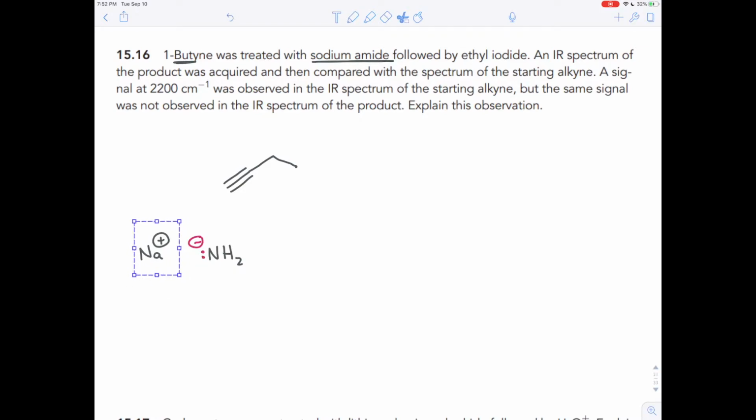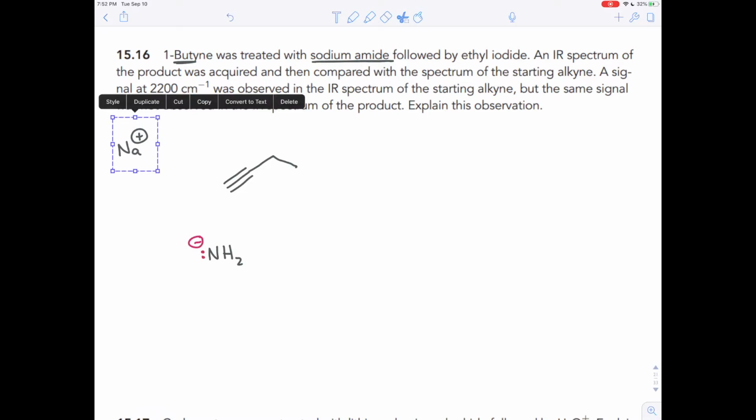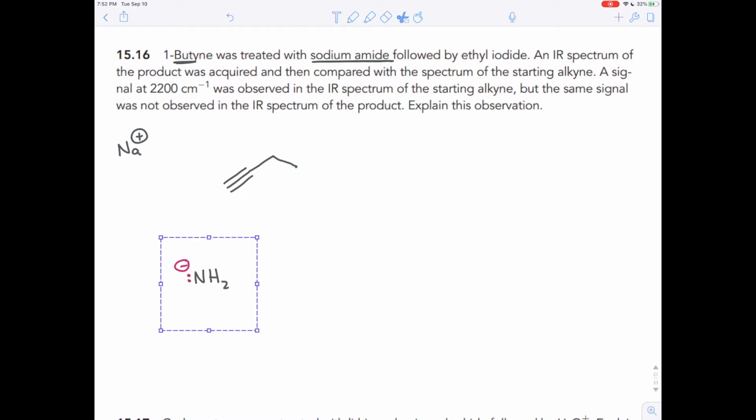It's just there to help stabilize the amide so that it doesn't explode when it's in a jar on a shelf in storage. Once you put it into the beaker, it floats around and goes off and does its own thing. It is the amide that's going to react with the alkyne. Now if you remember, any carbon in a triple bond is sp hybridized.